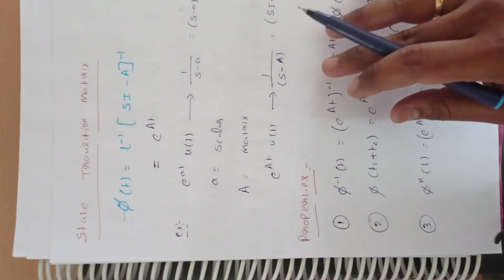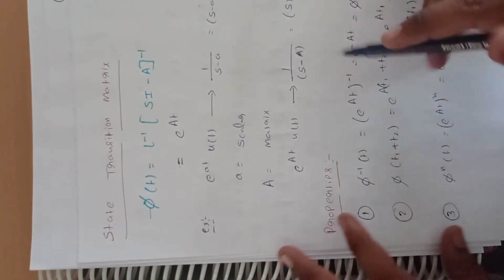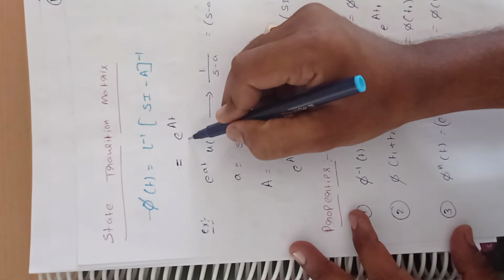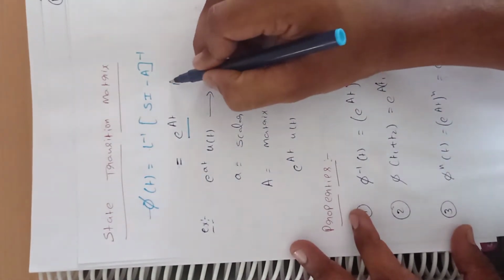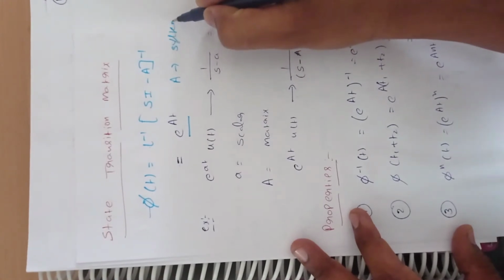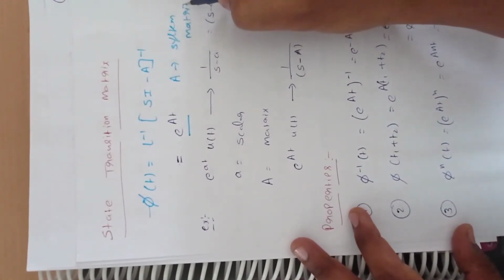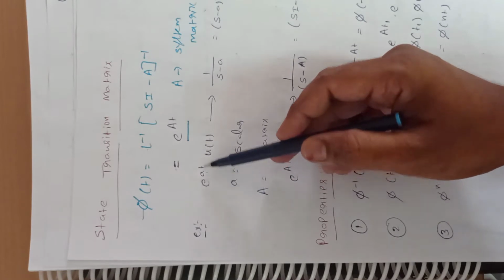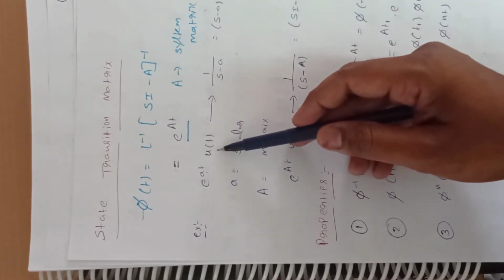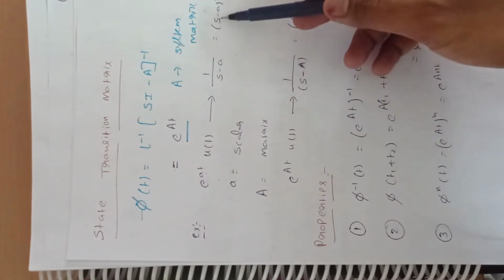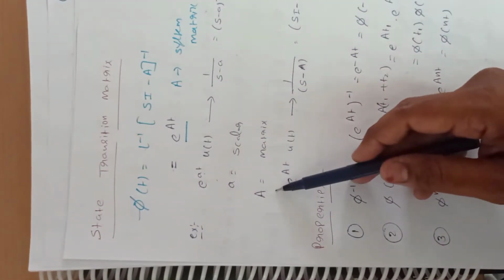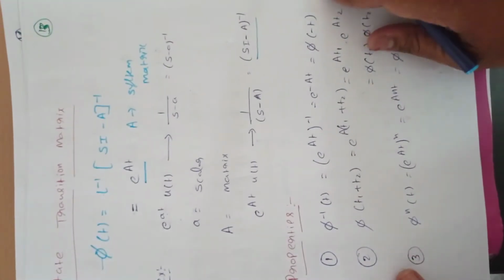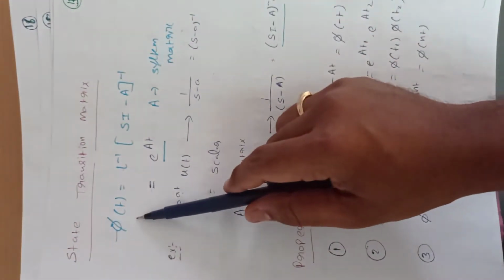What is the state transition matrix and what are its properties? The state transition matrix, phi(t) = L inverse of (sI - A) whole inverse, is also represented as e power At. Here capital A is the system matrix, remember that. Why can we represent it with e power At? We know e power at, where a is a scalar, is u(t), and its Laplace transform is 1/(s - a), that is (s - a) whole inverse. Here a is a scalar, and for capital A matrix, if we apply it to e power At also, you will receive the same thing, (sI - A) whole inverse. That's why we represent the state transition matrix phi(t) = e power At.